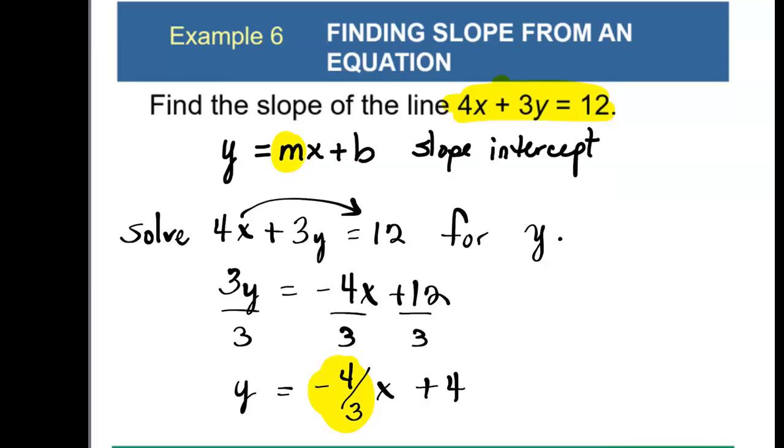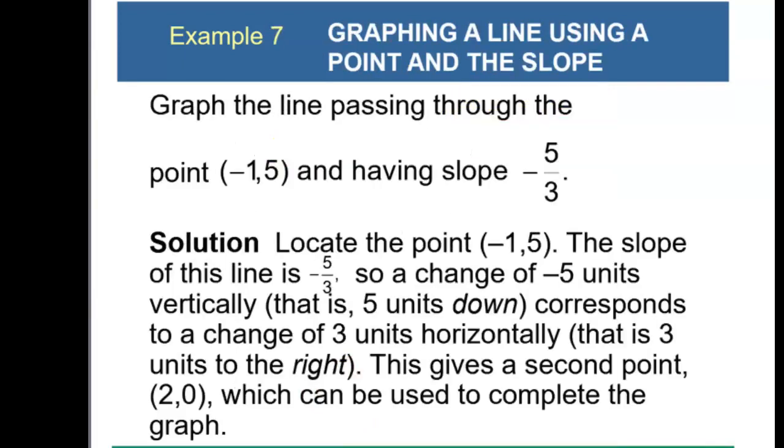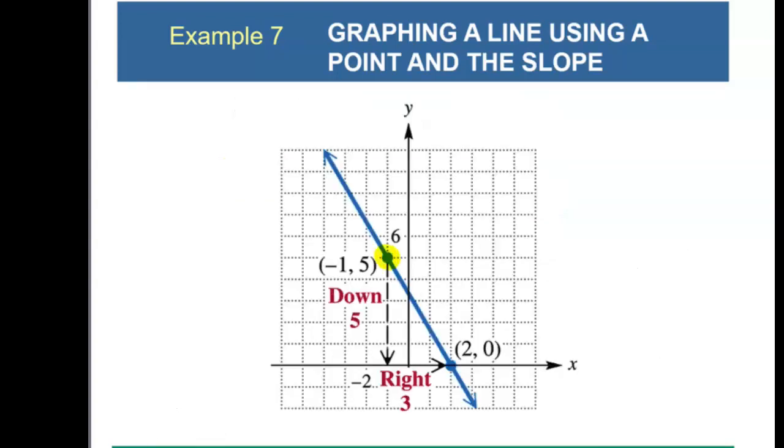Okay, next we want to talk about how to graph a line that passes through a particular point and has a slope. Okay, so if the point is negative 1, 5 and the slope is negative 5/3, we can simply plot the point and count the change in y over the change in x. And so you can see here that we have plotted negative 1, 5, and by just going down 5 and to the right 3, we locate that second point, which then results in a line when we connect them.